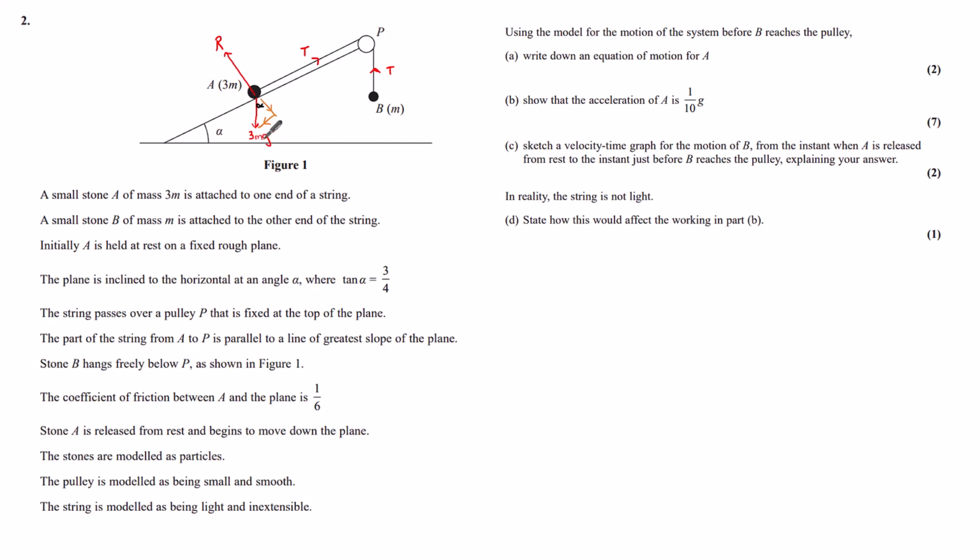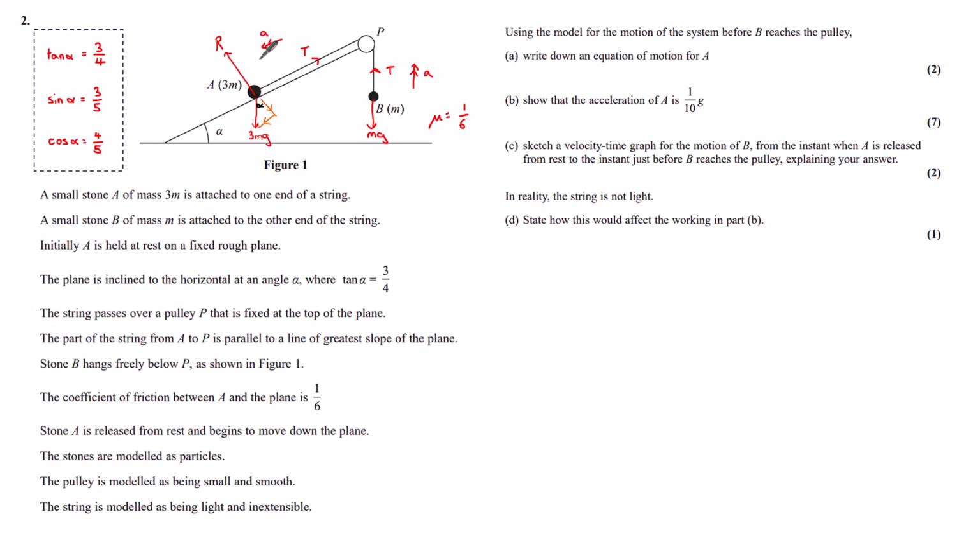This will have two components, one perpendicular to the plane and one parallel to the plane. The weight of B is mg, again working in a vertical direction with g being acceleration due to gravity. The coefficient, I'm told, is 1/6. Because I have tan alpha equal to 3/4, which is opposite over adjacent, I can write the rest of my Pythagorean triples. So sine alpha will be 3/5 and cos alpha will be 4/5.